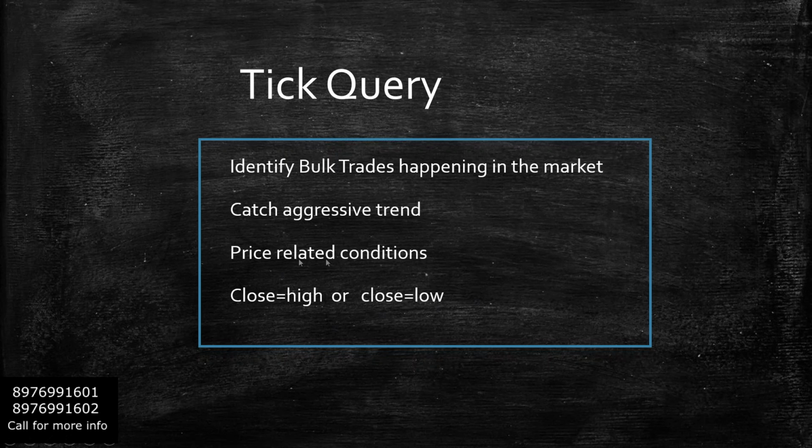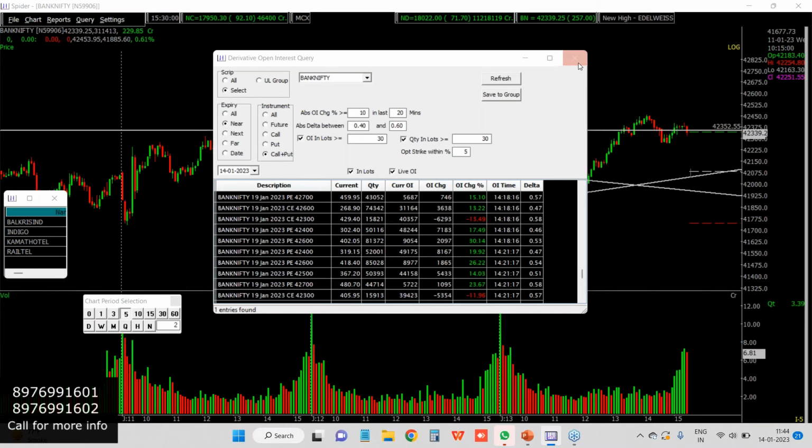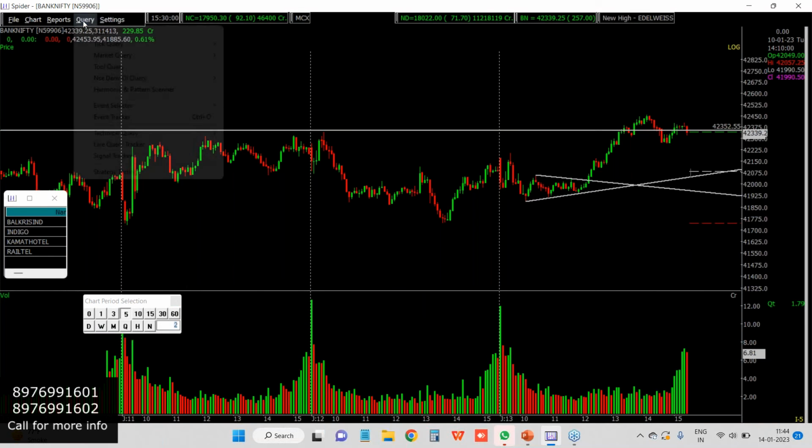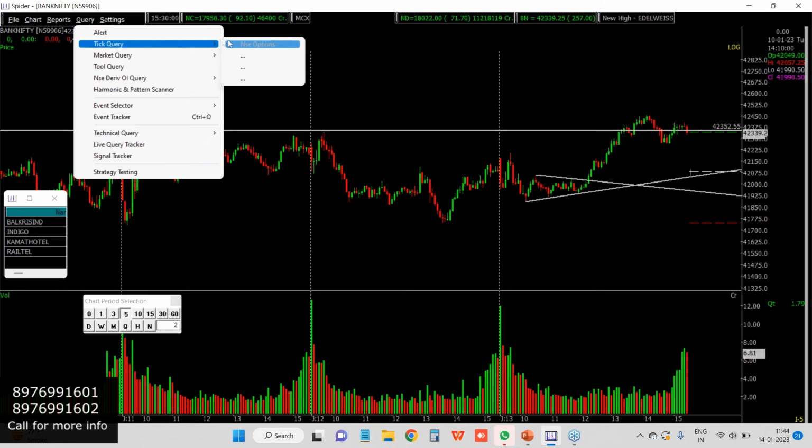If any option contract is creating close equal to high or close equal to low, which means there is momentum happening in the market, and with that we'll select a quantity and OI lots to identify bulk trades. So how to use this is, again, we'll get back to the software. And this is the most important feature. Go to query, tick query.